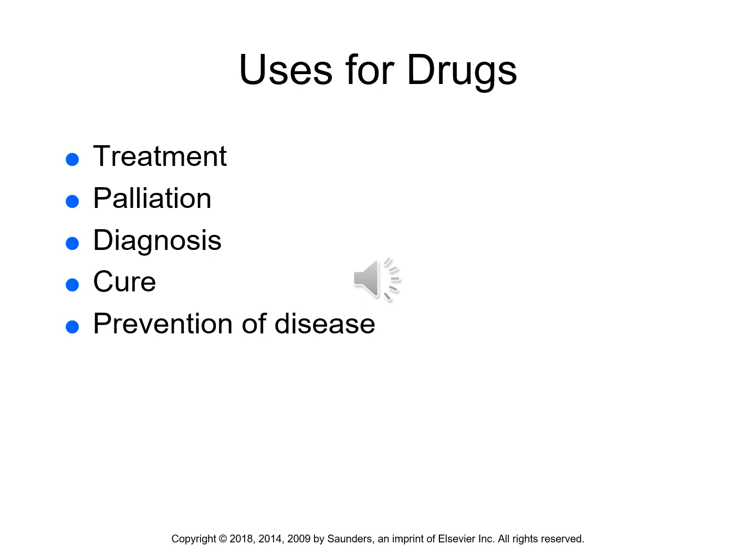So drugs can be used for pleasure, recreational, or as a treatment. And so a drug that is used for a therapeutic purpose is called a medication. And so medications can be used for a variety of reasons. They can be used for treatment purposes, palliation. Palliation just means provide comfort and free of pain. They can also be used to diagnose. They can be used to cure. They can be used to prevent diseases.